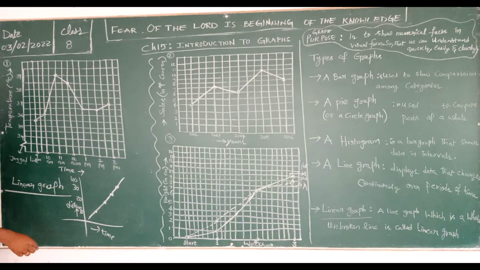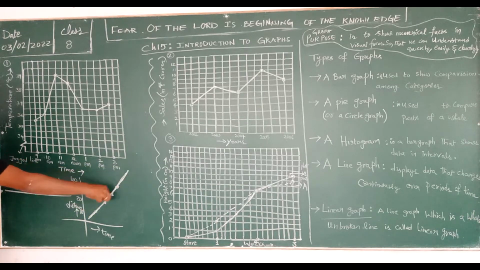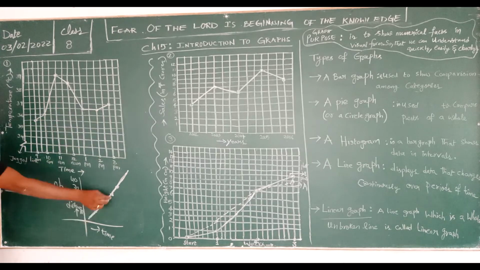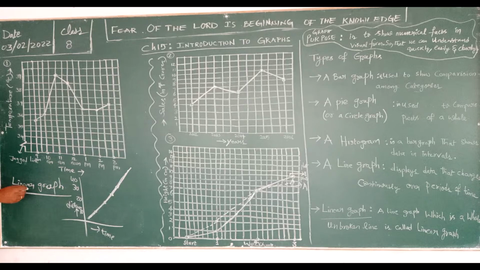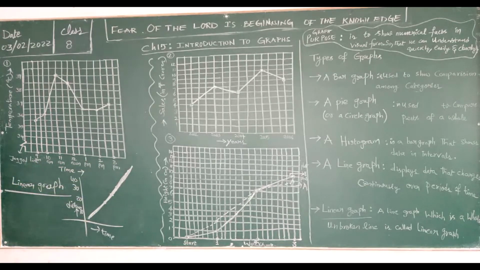From this, what you observe, when you are joining the dots, is that you are getting a straight line. There is no fluctuation, meaning no decreasing, no increasing. Constantly it is increasing. If an unbroken line like this is there, then that is called a linear graph.